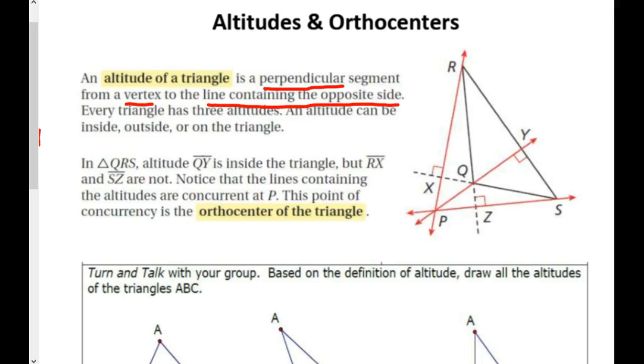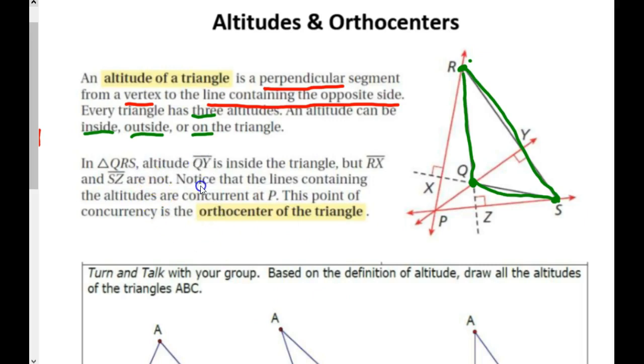Okay? So if you look at this triangle over here, so this triangle right here, from R to Q to S. Okay, this is the original triangle. Let's see if I can draw this. And then from here to here, that looks terrible. And then from R to S, not that bad. All right, that's the original triangle. Every triangle has 3 altitudes. An altitude can be inside, outside, or on the triangle. We're going to explore that down here at the bottom.